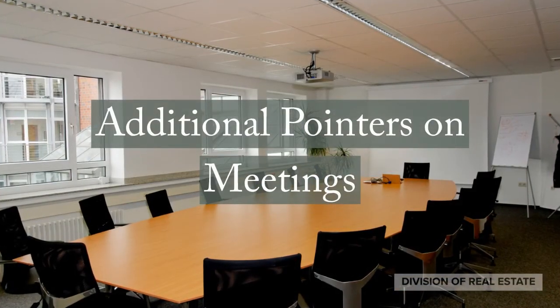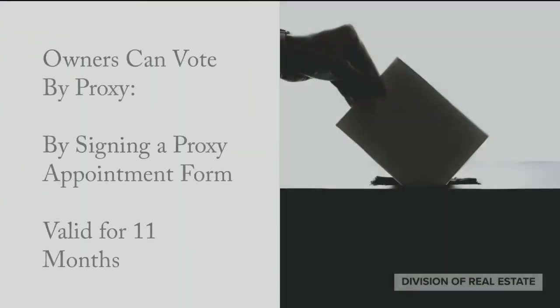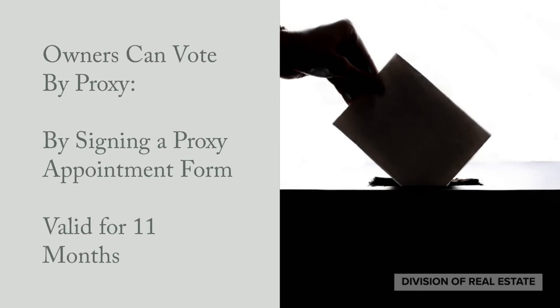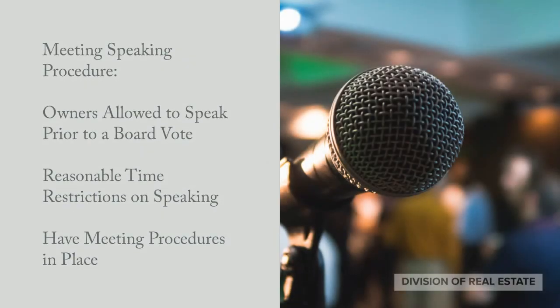Here are some additional pointers regarding meetings for board members. Can owners vote by proxy at an owners meeting? Yes, owners can vote by proxy by signing an appointment form, either personally or by the member's attorney-in-fact. An owner must provide notice to revoke a proxy, and proxies are only valid for 11 months after they are given. Speaking procedures at an HOA meeting.